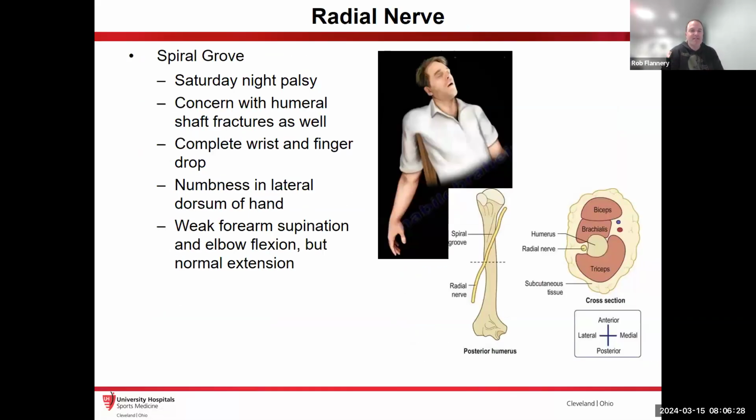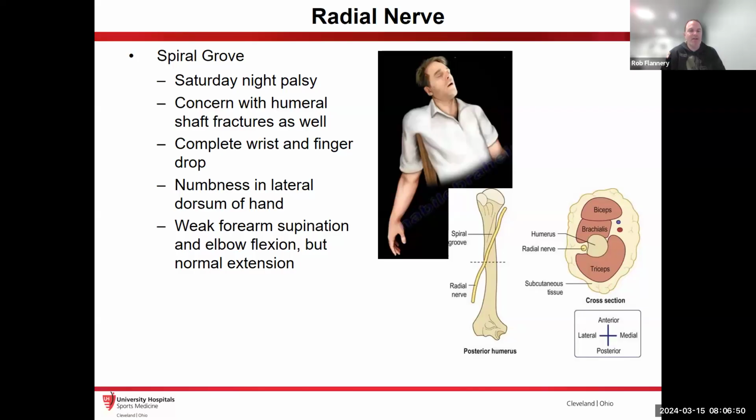Radial nerve palsy. This is Saturday night palsy. It's in the spiral groove. It's not really compressed by anything anatomic. It is compressed usually by a bar stool. I've seen this once, and he showed up about 2 weeks later, and at that point it was done. He never got it back, and that was back in residency.